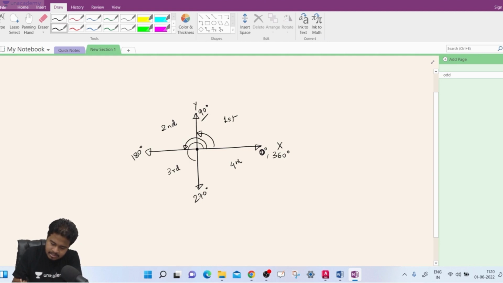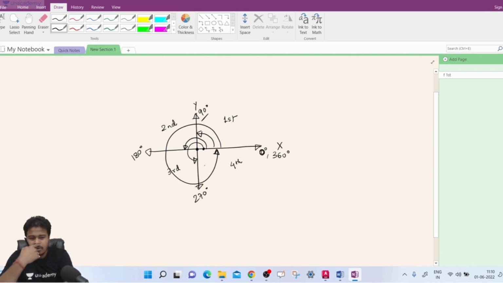This angle right from here is 270 degrees. And this total angle is 360 degrees. So all the angles which we are measuring are nothing but anti-clockwise. So think logically about that particular option in the unit.